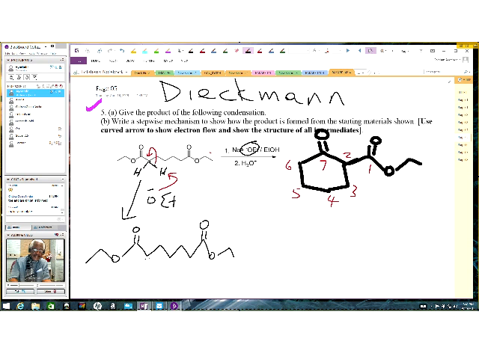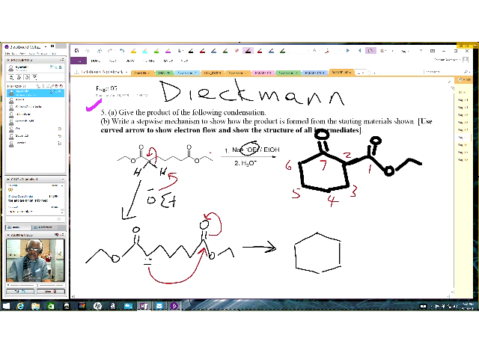Okay, so now we have this here. So we form the enolate ion right there. Now once we form the enolate ion, then what do we do? We now take this enolate ion here, attack this here, and the carbonyl pi electron goes to the oxygen because carbon only needs four bonds, and that is where you form your six-member ring. We now form our six-member ring.